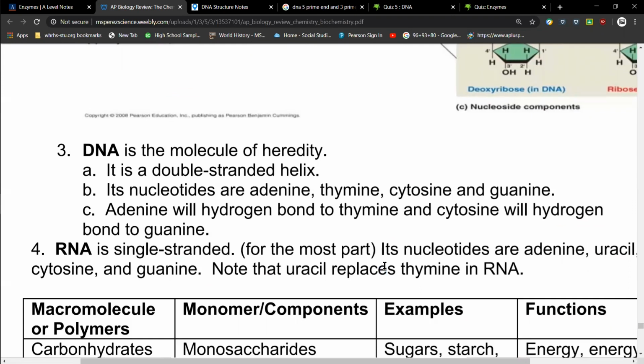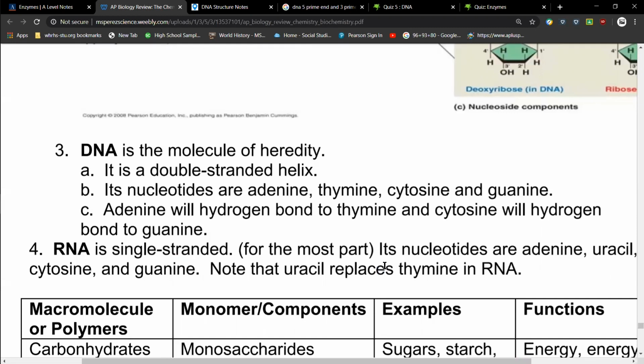So it's nucleotides. Remember, DNA was adenine, thymine, cytosine, and guanine. For RNA, it's adenine, uracil, cytosine, and guanine. So uracil will replace thymine in RNA. The interesting thing, though, is that adenine now bonds to uracil in RNA. So this will be important later.